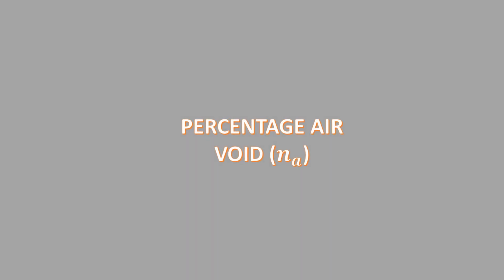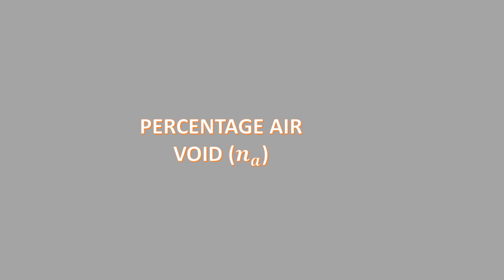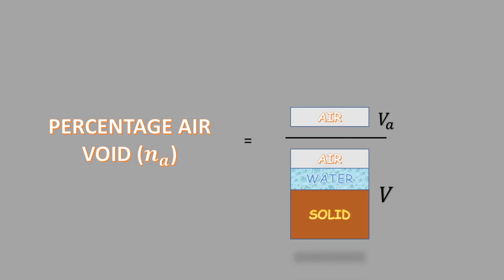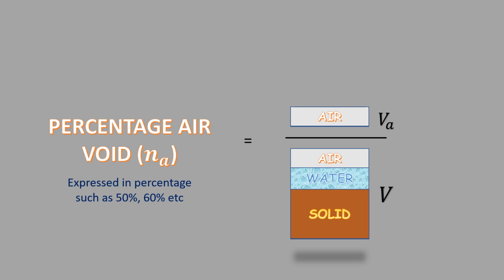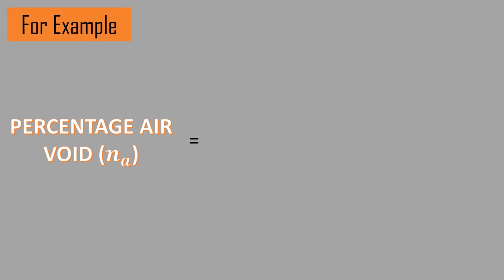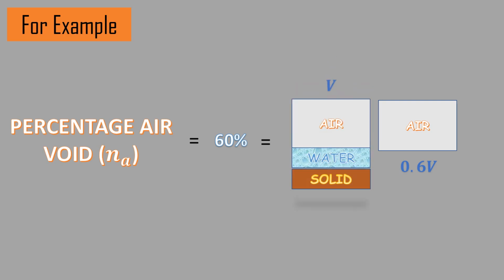The fourth volumetric relation is percentage air voids. The percentage air voids is defined as the ratio of the volume of air to the total volume of soil. Percentage air voids is expressed as a percentage such as 50%, 60%, etc. For example, if the percentage air voids of a given soil is 60%, it means the volume of air in the soil mass is 60% of the total volume of soil.